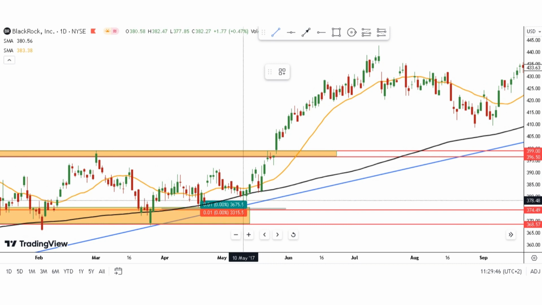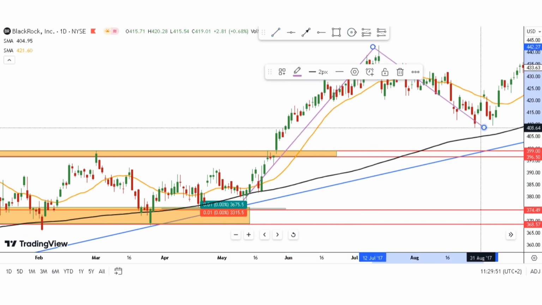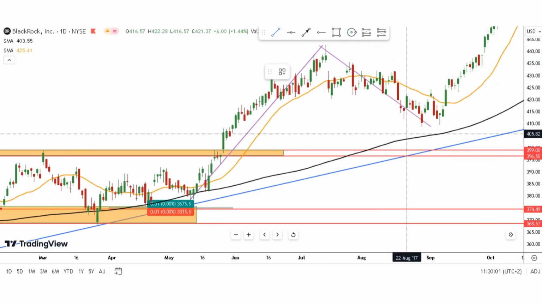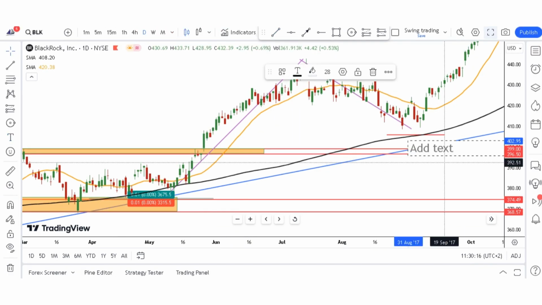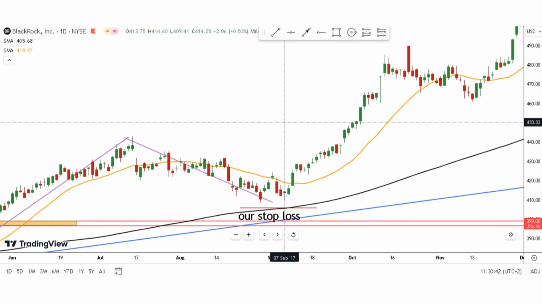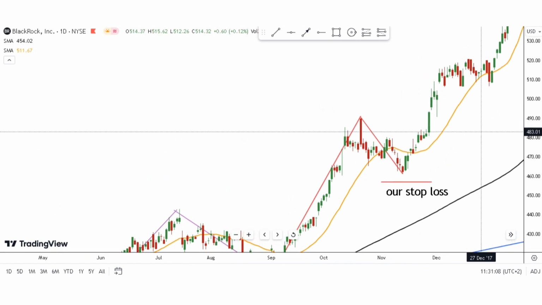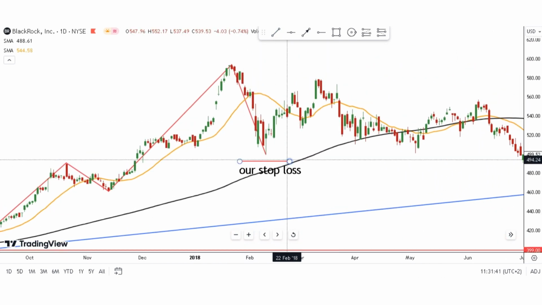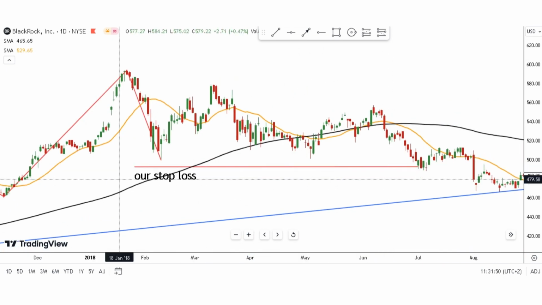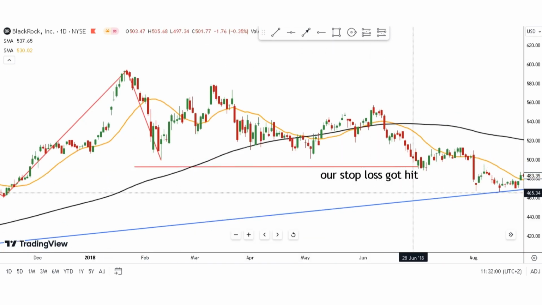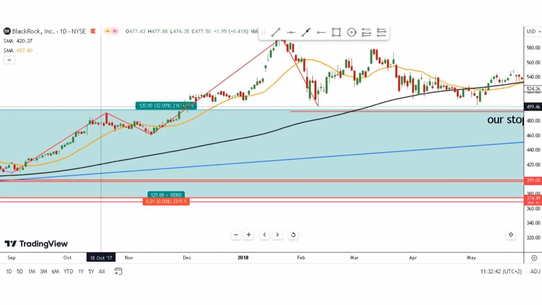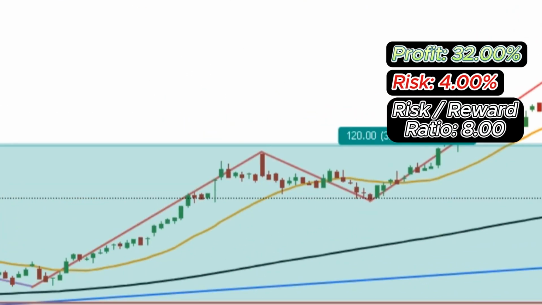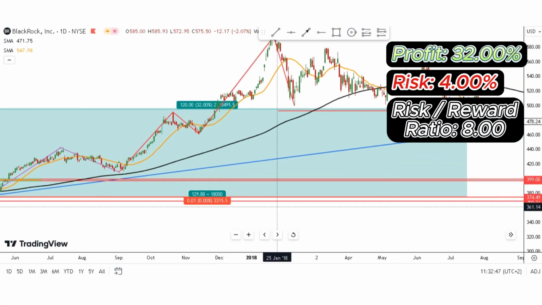You can see that the price makes the first higher low at 410, and we trail the stop loss under that level. Later on, it happens again at 460, we trail again. Finally, it happens again at around 508 level, we trail again. After adjusting our stop loss following a new higher low, we eventually got stopped out at 495. This resulted in a profit of 32%, while risking 4% per position.